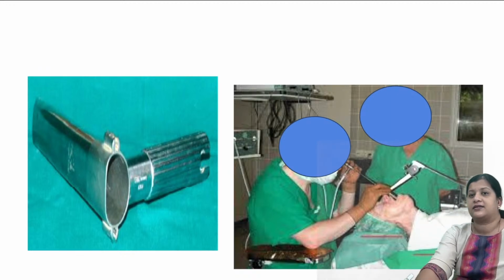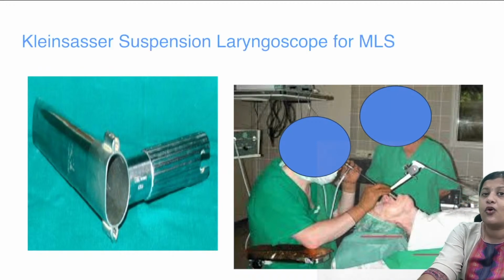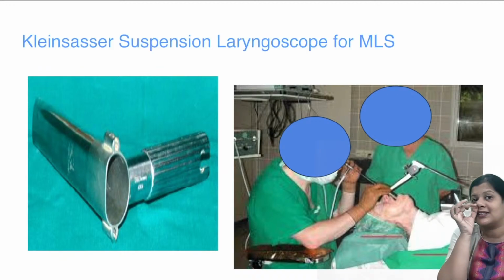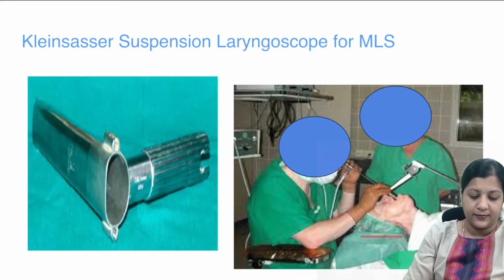Yes. So if you see, the other part of the instrument is stabilized with the help of the chest piece, so that this entire system becomes one complex, and the examiner or the surgeon has both the hands free to perform his laryngeal surgery. So we are suspending this laryngoscope with that of a chest piece. So this is called the Kleinsasser suspension laryngoscope for microlaryngeal surgery.